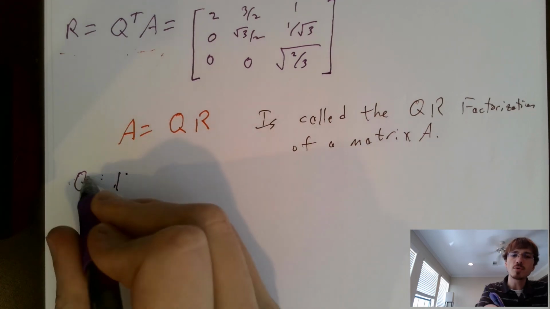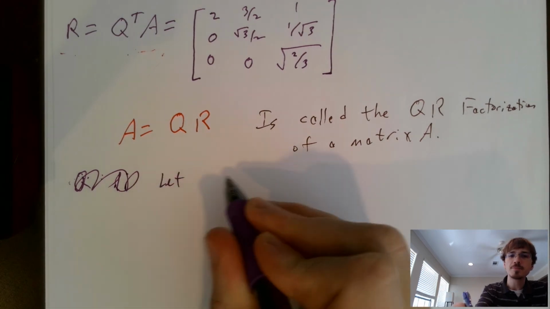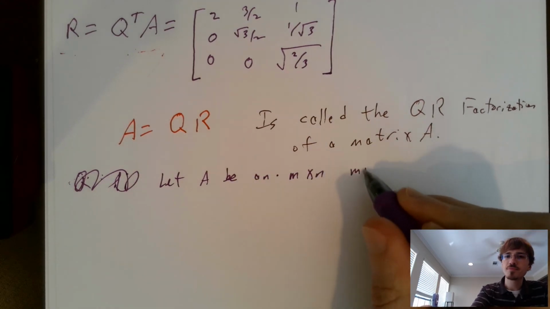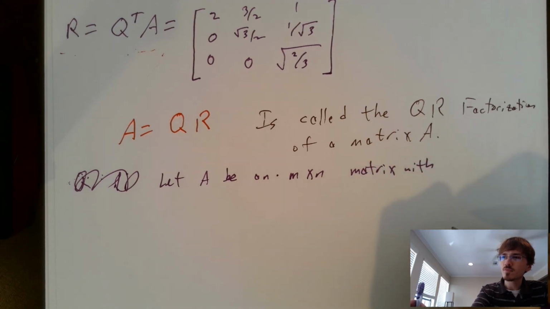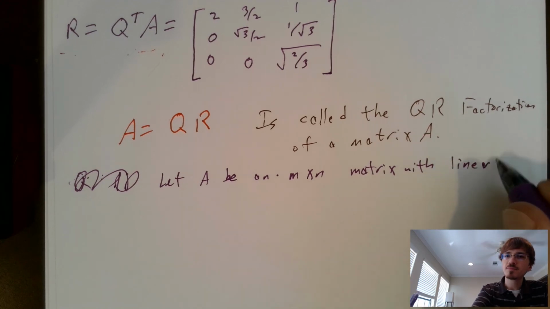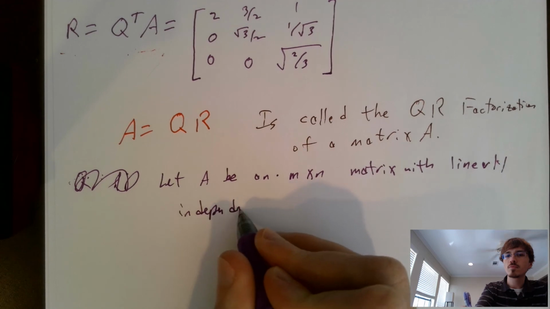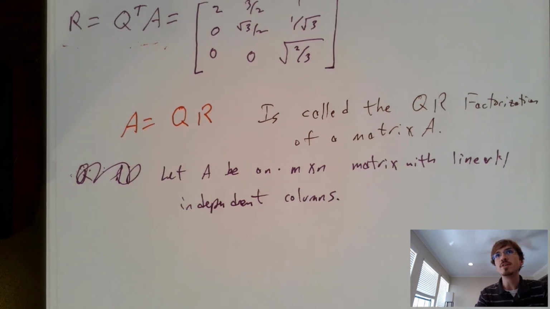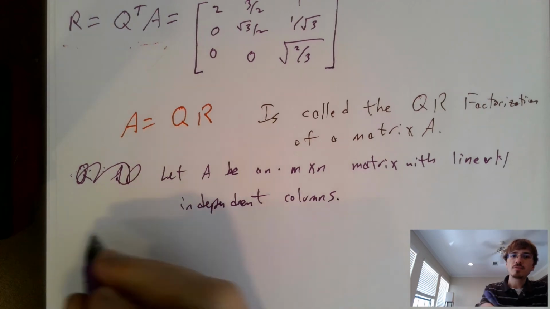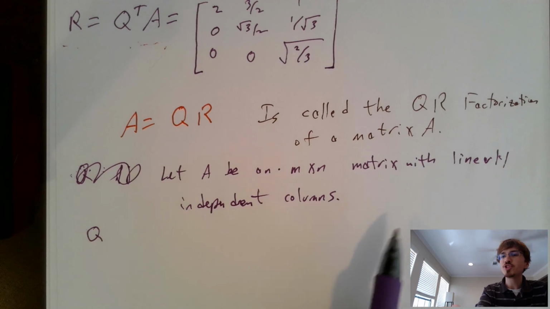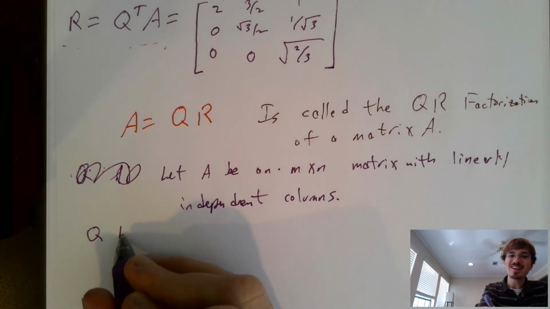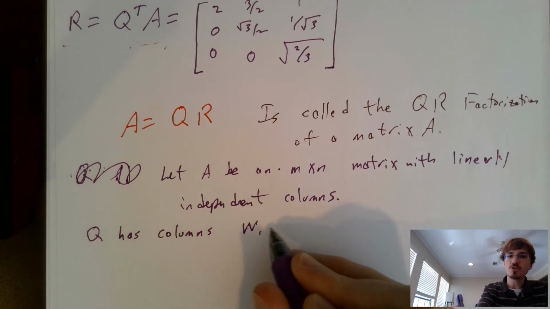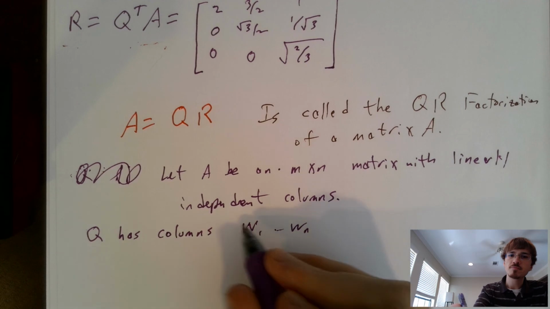To have a QR factorization, let A be an m by n matrix with linearly independent columns. So suppose we start with a matrix with linearly independent columns. Then what we do to find Q is we Gram-Schmidt the columns of A. Yeah? So Q has columns W1 through Wn. So this is our matrix Q.